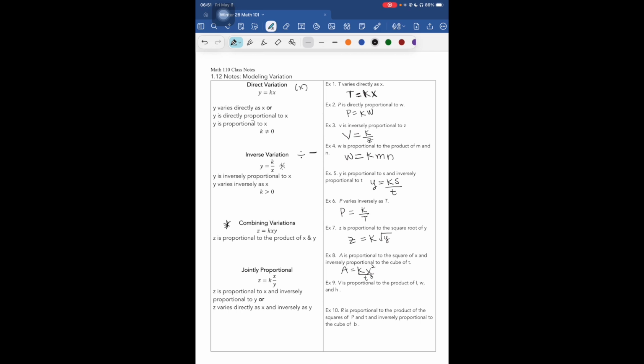Example 9. V equals, proportional, so we're going to put our constant k, to the product of LWH. So this becomes k times L, W, and H.